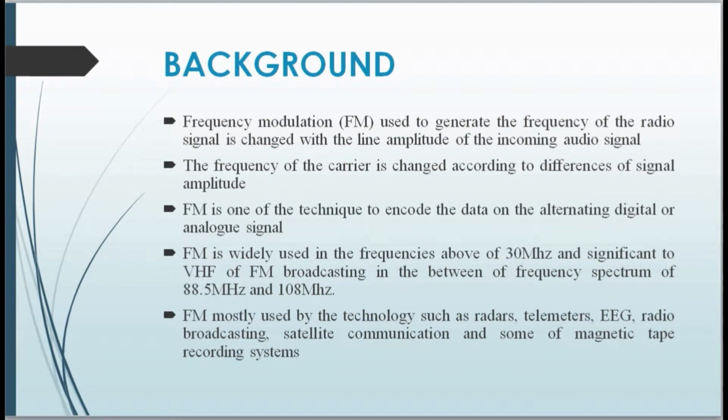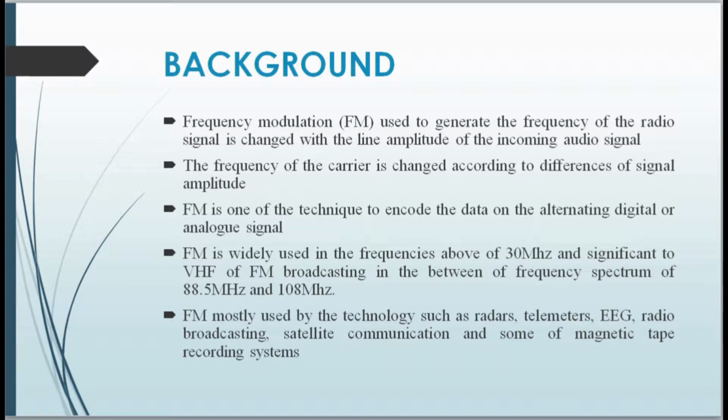In general, frequency modulation, also known as FM modulation, is used to generate a radio signal whose frequency is changed with the line amplitude of the incoming audio signal. Next, the frequency of the carrier is changed according to the difference of signal amplitude. FM is one of the techniques to encode data on an alternating digital or analog signal.